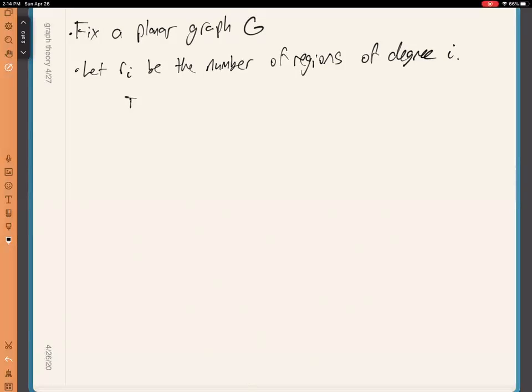Right, and so if, as before, we let R equal the total number of regions, then notice we can write R as a sum of each of these individual things, right? So the number of regions of degree 1 plus the number of degree 2 plus the number of degree 3 and so on.